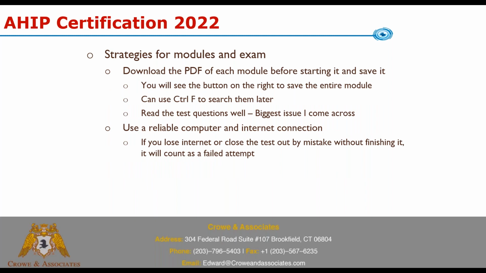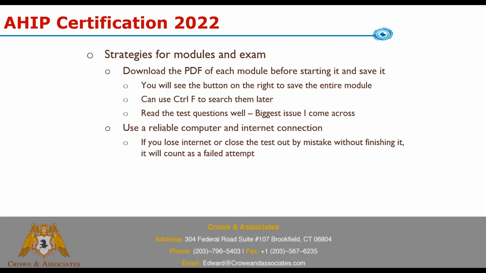So as I mentioned before, download the PDF of each module. Even if you're not taking 1, 2, and 3, just go in and download it. Save them on your desktop, and then when you're taking the test, you can use Control F to find the term you need to get to the section of the module with the answer. It's an open book test, so you're allowed to do that.